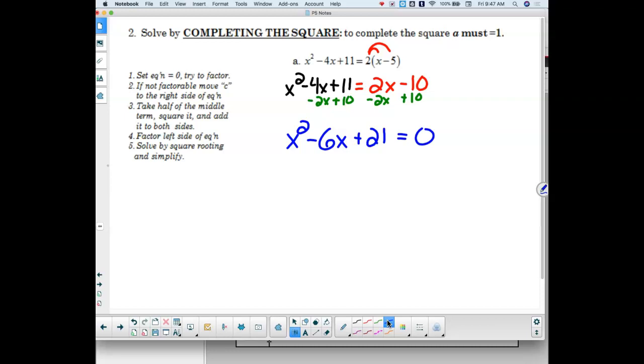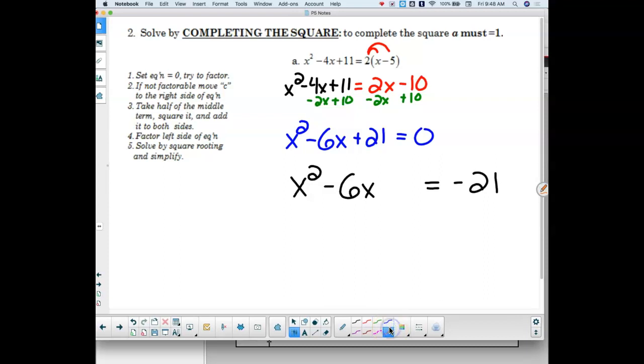So then what we do is we change this back to a quadratic on one side, and we move the constant to the other side. And then we leave a gap that we're going to fill in. Okay? So we move that constant back over to the right side.